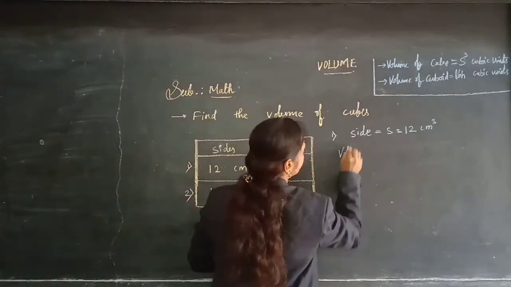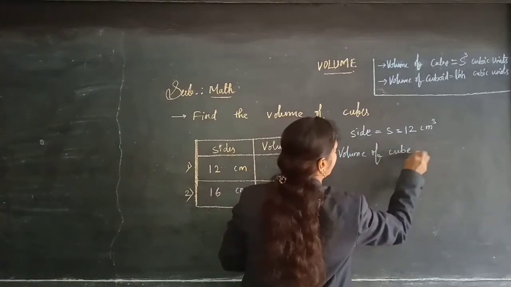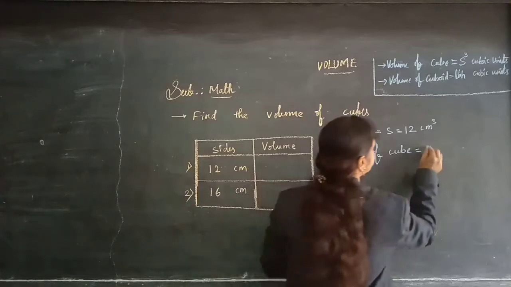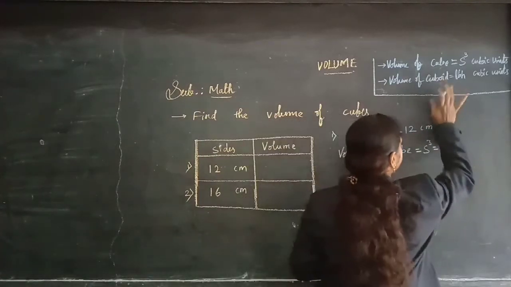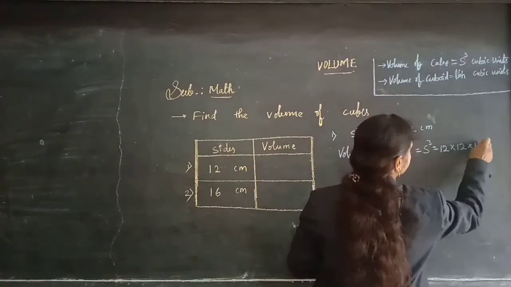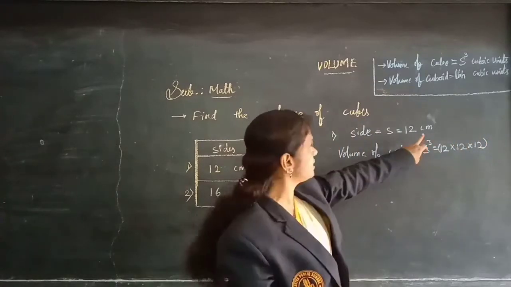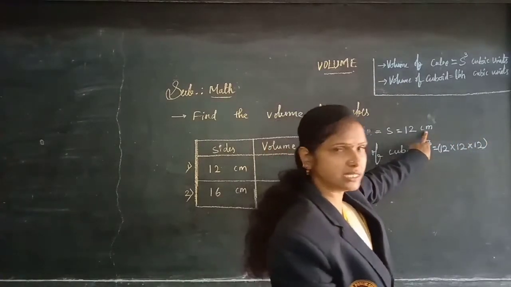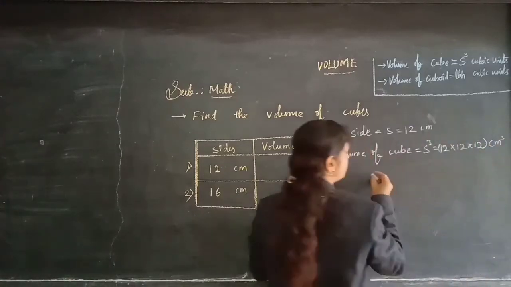So volume of cube is nothing but S cubed. S cubed means 12 centimeters, 12 we need to multiply 3 times. And the cubic units are given as centimeters in this problem, so centimeter cube I need to take.